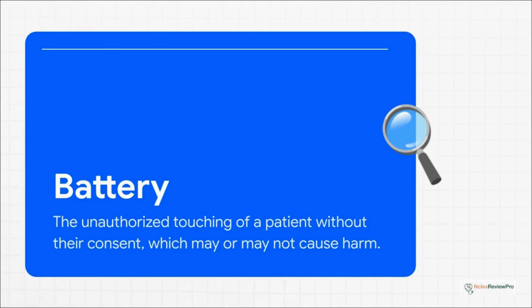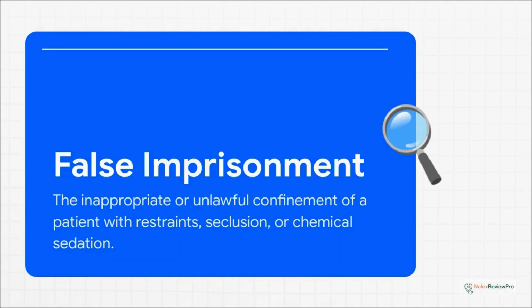Battery is what comes next. It's the actual unauthorized touching. So if that nurse follows through on the threat and gives that shot against the patient's will without the proper legal justification, boom, that's battery. And finally, false imprisonment. This is exactly what it sounds like, unlawfully confining someone. Putting a patient in restraints because you're short-staffed, or as a punishment. That's not a therapeutic intervention. That's false imprisonment, and it's a huge violation.